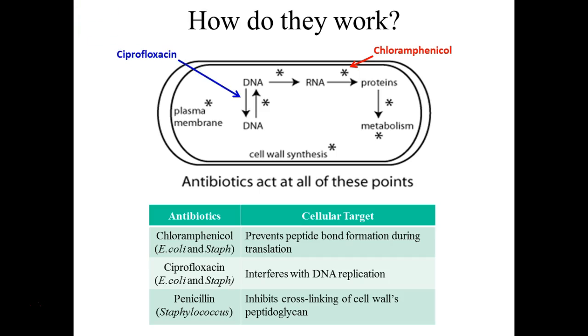Cipro interferes with the enzymes necessary for DNA replication, right? So it harms the cells, stops them from being able to grow by stopping DNA replication. For penicillin, it interferes with the linking up of the layers of sugar with the amino acids that link them together in the peptidoglycan, right? So they affect cell wall synthesis.